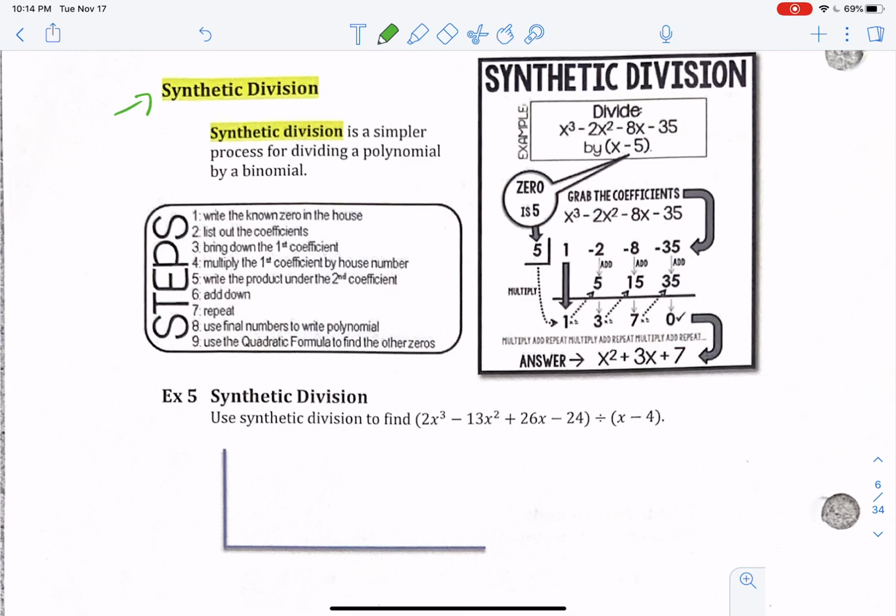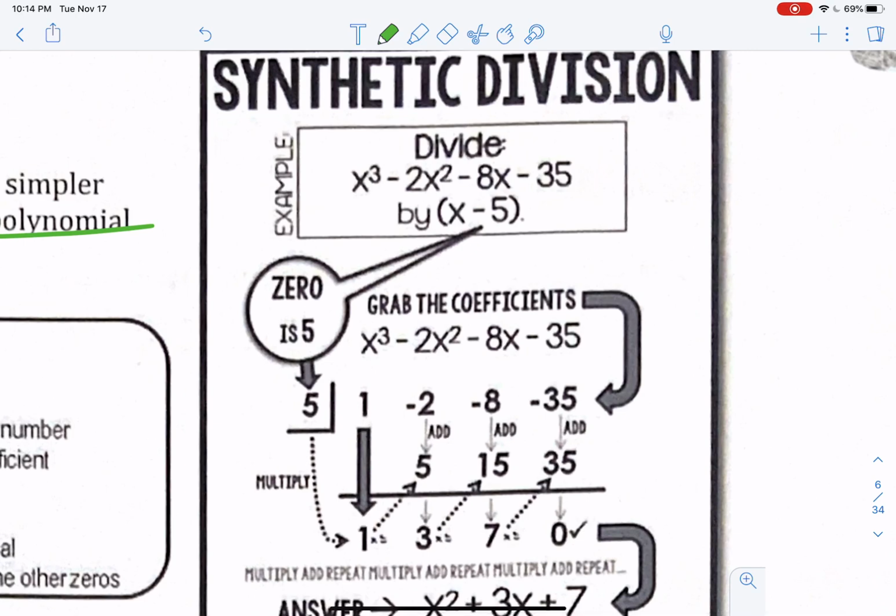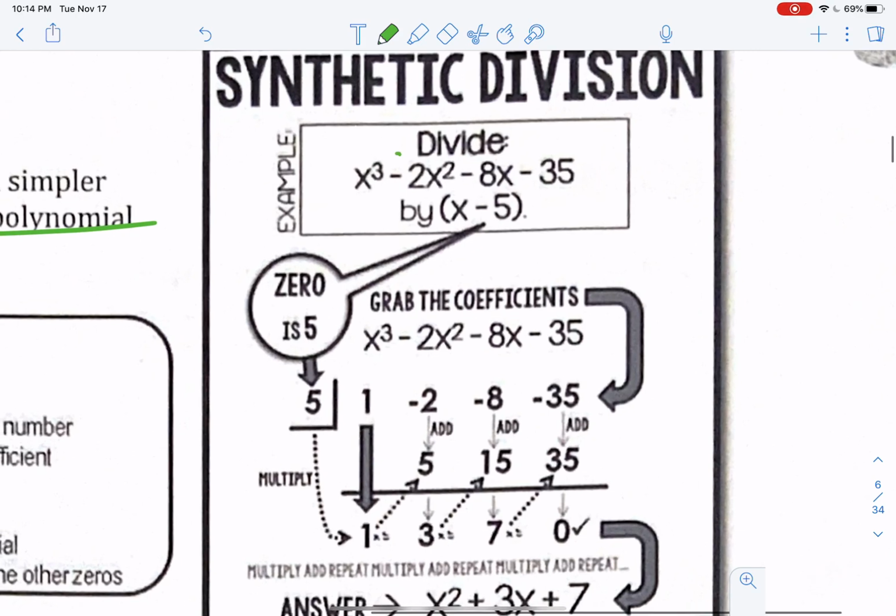Synthetic division is a simpler process for dividing a polynomial by a binomial. So I'm going to explain this box over here because this gives a really good illustration of what synthetic division looks like. The thing that I am dividing is x cubed minus 2x squared minus 8x minus 35, and what I'm dividing by is x minus 5.